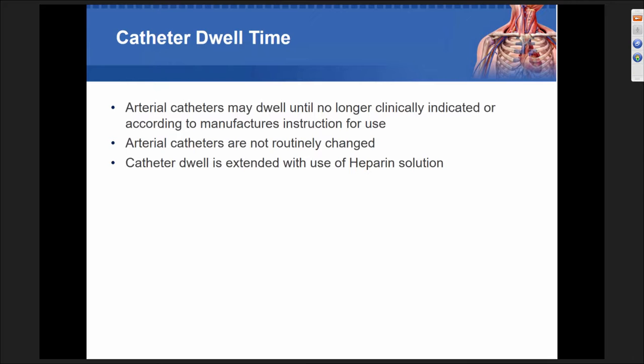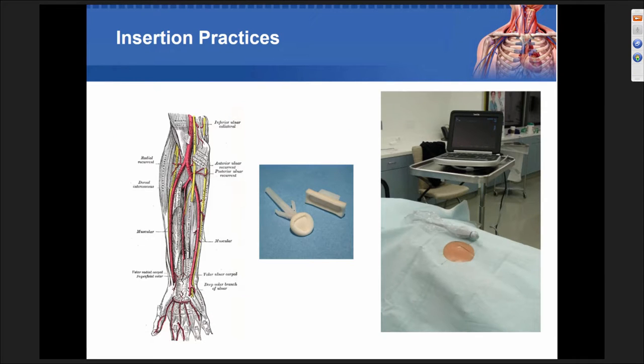And for an arterial catheter, if you recognize that it's occluded, you would not overwire, because if you had a thrombosis at the tip of your catheter, you have to think about where that wire would move that thrombosis during your catheter exchange. And then catheter dwell is evidenced to be extended with use of heparin in the solution bag. So some insertion practices: the radial is the first site of choice when you place a catheter. It is superficial, it's easy to palpate.